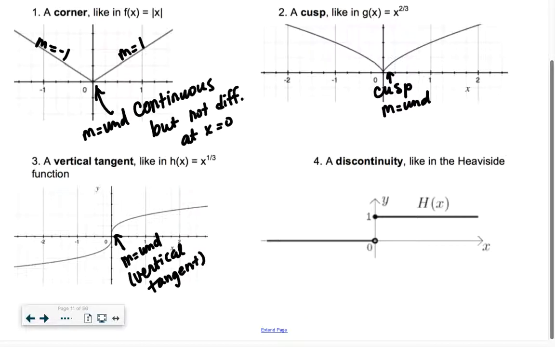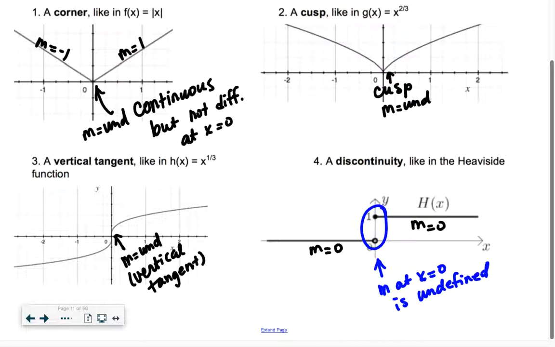So a discontinuity like in the Heaviside function. Even though our slope is 0 here and our slope is equal to 0 here, our slope at x equals 0 is still undefined because it's not a continuous function. So we can't have a slope at a discontinuity. I don't want to say a point that doesn't exist because there is a point right there, right? It looks like there should be a slope at 1, but there's no slope on the left side of it. It's like if I was drawing a tangent line, do I draw it like this? Do I draw it like this? I don't know. So think about that for your endpoints.